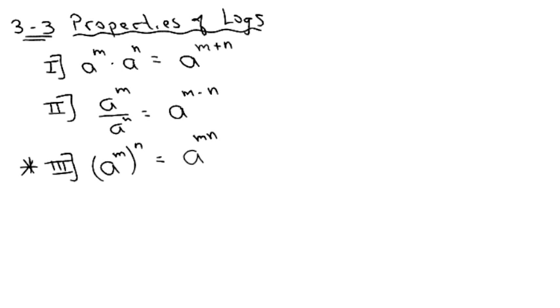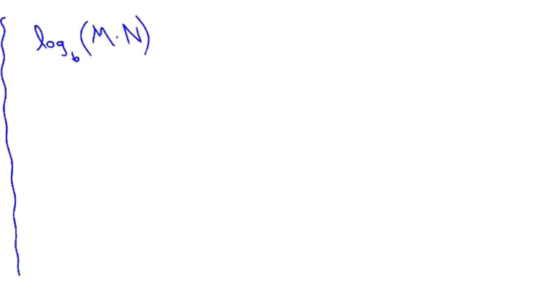These three rules are exponential laws, but we can change them into logarithmic laws, because you can always change an exponential into a logarithm, which is kind of cool if you think about it. So that's basically what we're going to do. We're going to look at a few possibilities. Let's look at log base b of capital M times N, and I want to see, is there anything that I can do here to manipulate it to be nicer to work with?